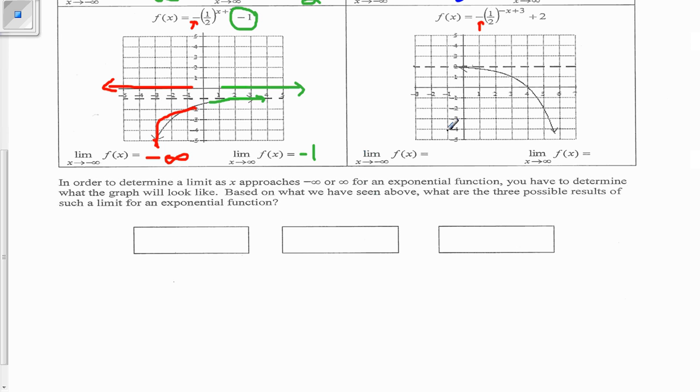Okay, the fourth and final one: as x approaches negative infinity, the graph of the function approaches the asymptote, which is +2. Where do I see that? That's right here. Translated 2 units up. And as x approaches positive infinity, the function approaches negative infinity.